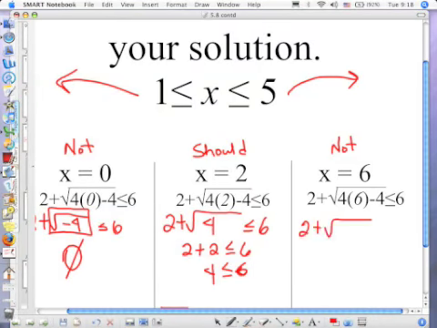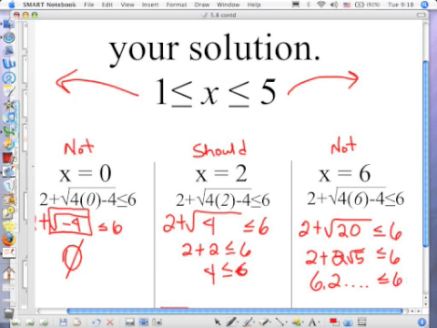24 minus 4 is 20. The square root of 20 reduces to 2 square roots of 5. And if you multiply that on the calculator, it's actually 6.2 something something something.